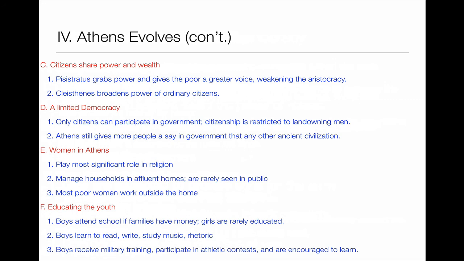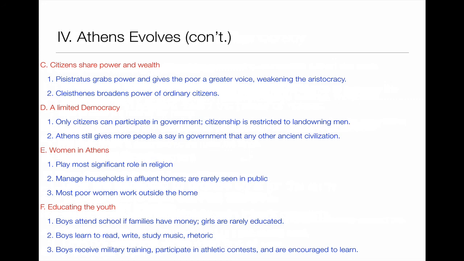All right, and again, if you haven't caught on to this already, it's a very male-dominated society. And so the boys are the ones who go to school, if their family can afford it. If they can't afford it, then the boys get jobs and go to work. But they learn how to read, write, and study music. They learn how to debate. That's what rhetoric means, okay? Because debate is a part of the everyday lifestyle that they live in.